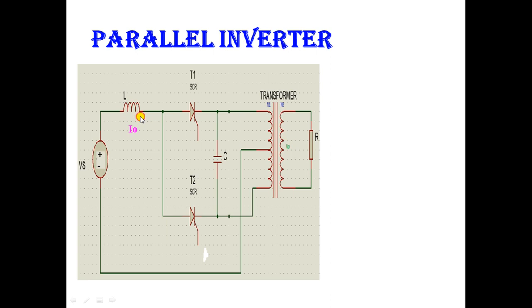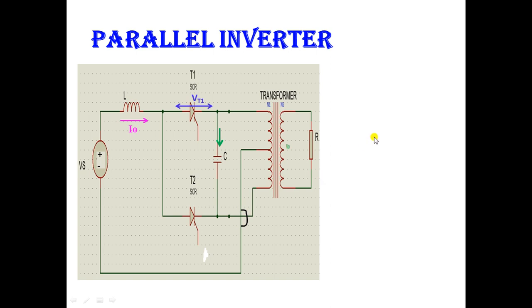The current flowing through the inductor is taken as I0. Voltage across T1 is VT1. Current flowing through the capacitor is IC. This current direction, from the upper side to the lower side, is assumed as the positive direction. If the capacitor current flows from the lower side to the upper side, then that direction is taken as negative. We will see that in the working of this circuit. There is no joint here, this is an overlap, that you have to understand. So this is the construction of the parallel inverter circuit.